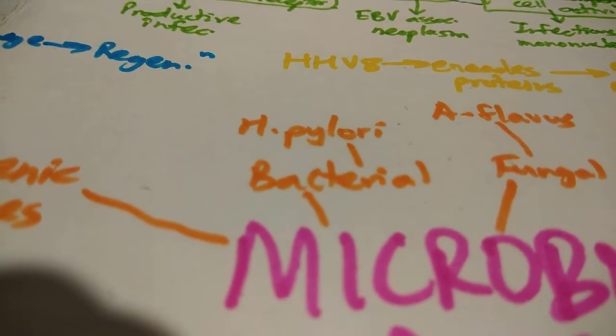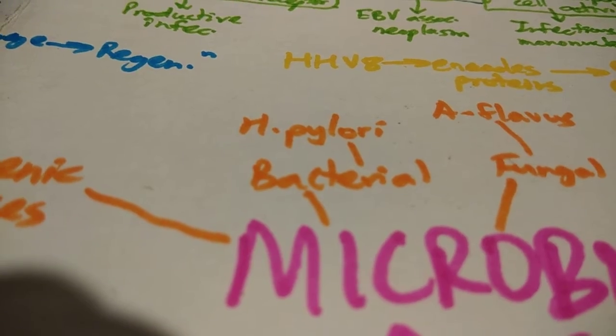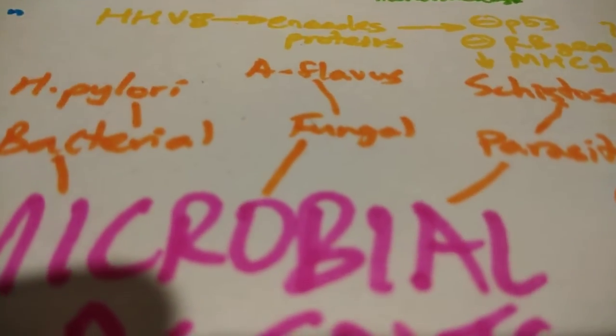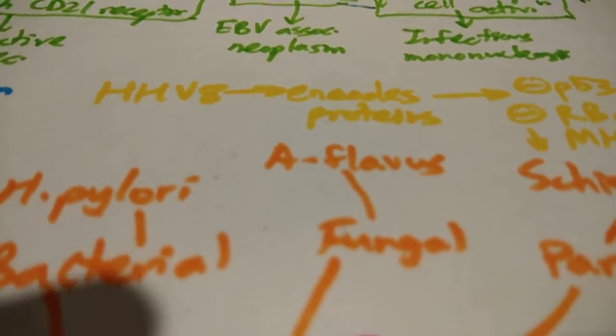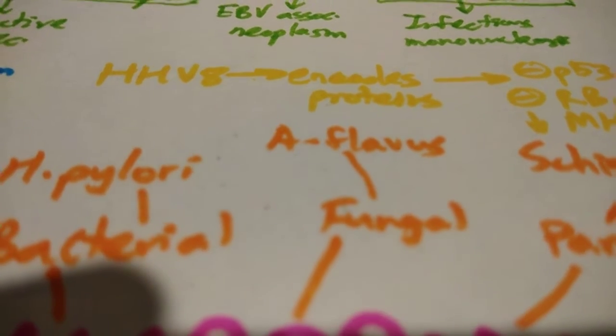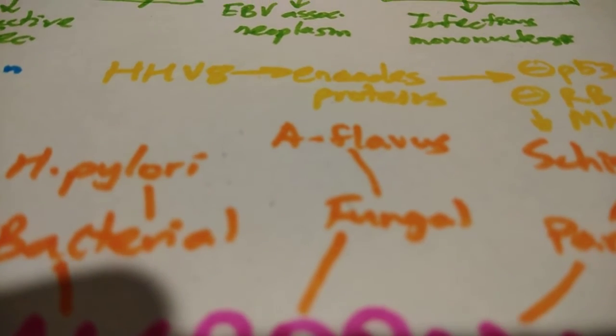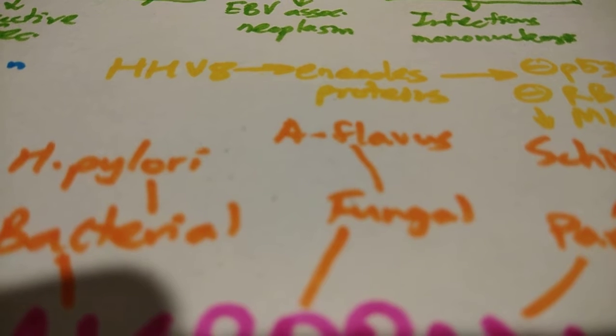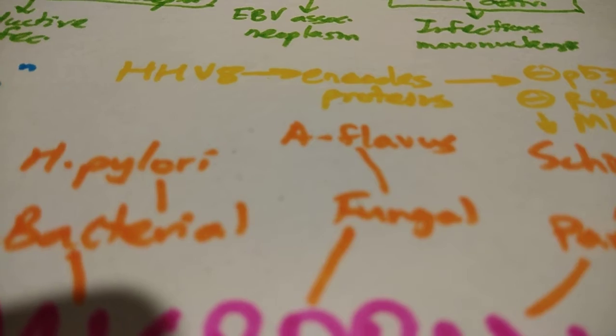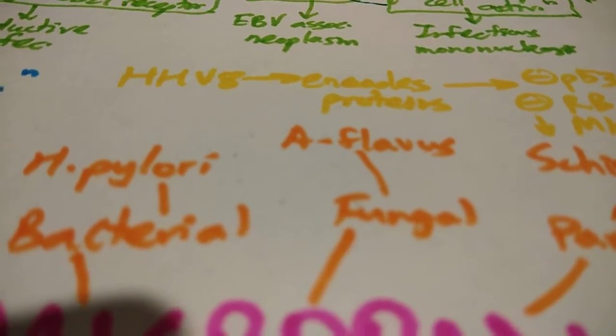Okay, now another example of a microbe which can cause cancer is fungal. Under that, it's Aspergillus flavus. Aspergillus flavus, in particular, also releases something called aflatoxin. Now, aflatoxin in general is a very potent toxin and immediately affects the liver. And over time, a certain concentration of aflatoxin can induce hepatocellular carcinoma.